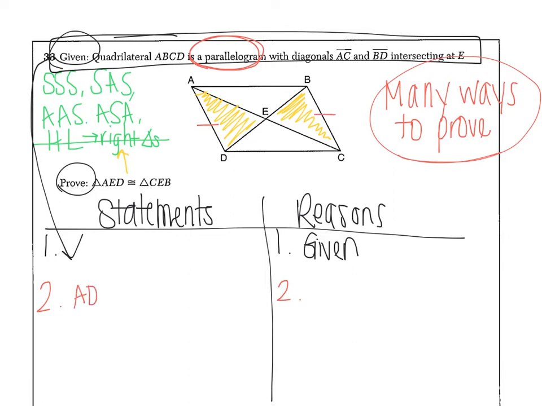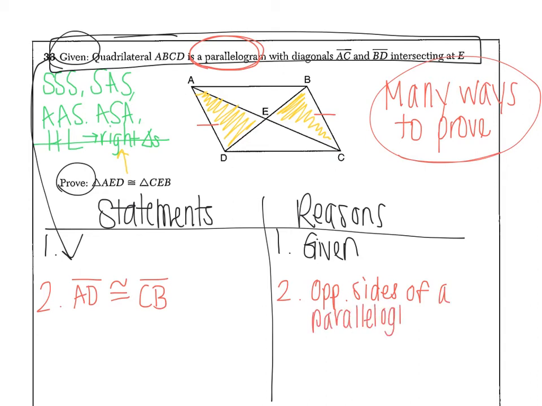So I can make a statement that says AD is congruent to CB. And this is because opposite sides of a parallelogram are congruent.